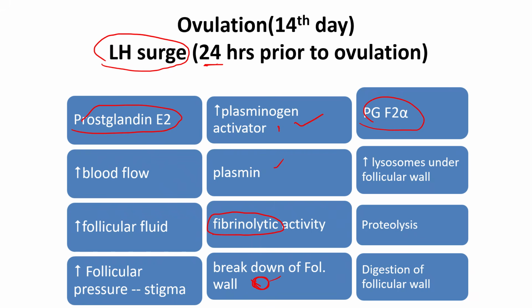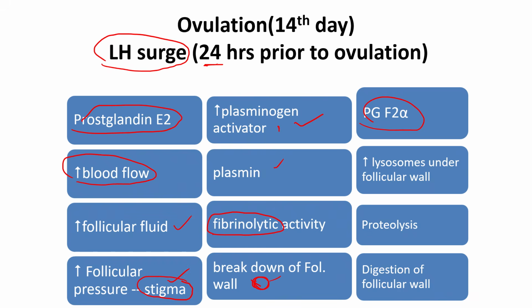And this prostaglandin E2 is a vasodilator, and it increases the blood flow, which increases the follicular fluid, so that the pressure in the antrum increases and pushes the oocyte to the periphery, and it appears on the wall of the ovary as a stigma.